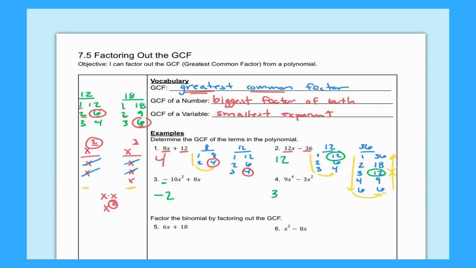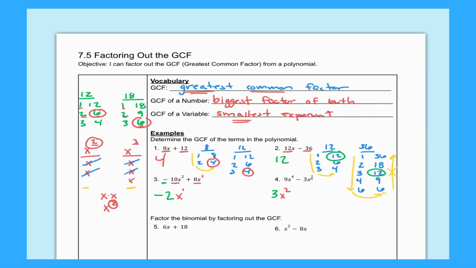Okay, so what's different down here in number 3 is both that 10 term and the 8 term, they both have an x. Remember, we want the smallest exponent. So that's x to the 1, which means I can take out an x to the 1 also. And in number 4, the smallest exponent is the 2, which means I can take out an x to the second. So the full GCF on number 3 is negative 2x, and the full GCF on 4 is 3x to the second.